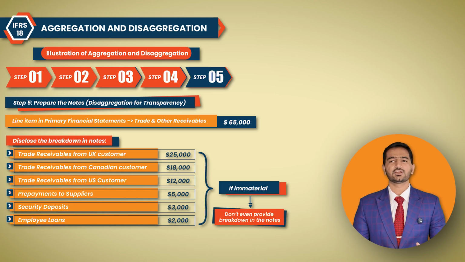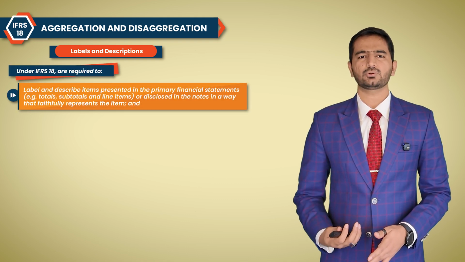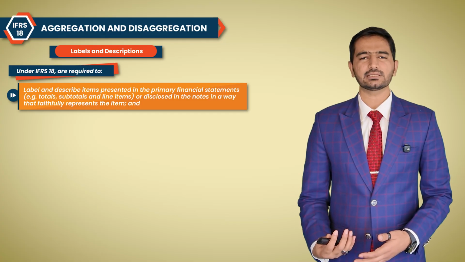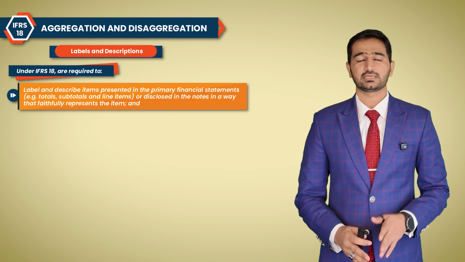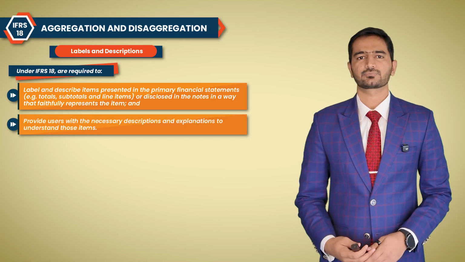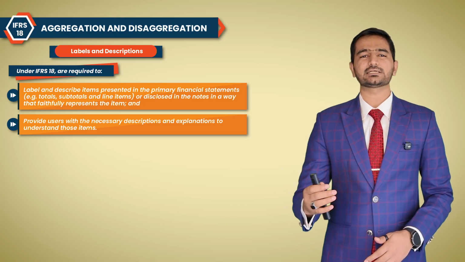Alright, my friends, we are almost done with this lecture. But before we wrap it up, let's talk about something super important, and that is labeling and describing your items in the financial statements. IFRS 18 says that when you present line items, subtotals, or totals in your financial statements or in the notes, you must label and describe them in a way that faithfully represents their characteristics. It means the name of the line item should clearly reflect what's inside it, so that when a user looks at your financials, they understand exactly what they are seeing.